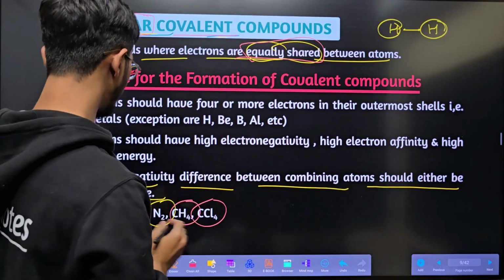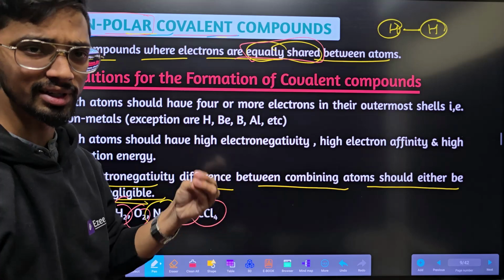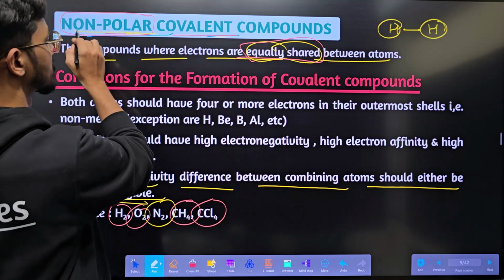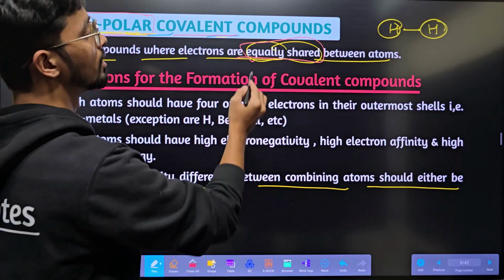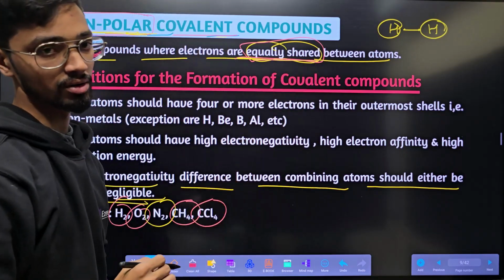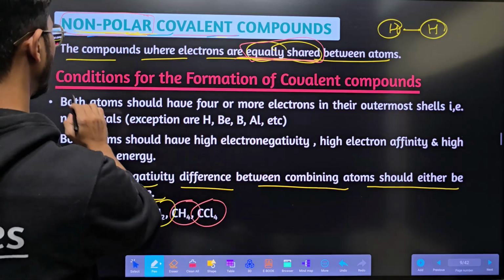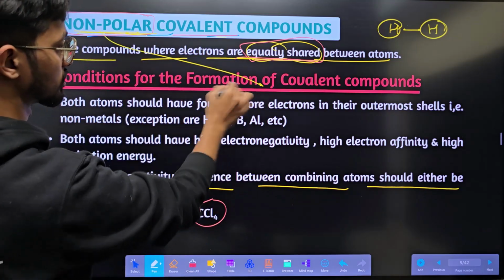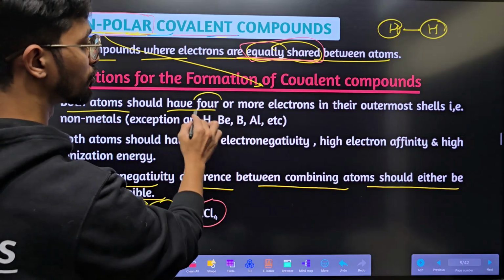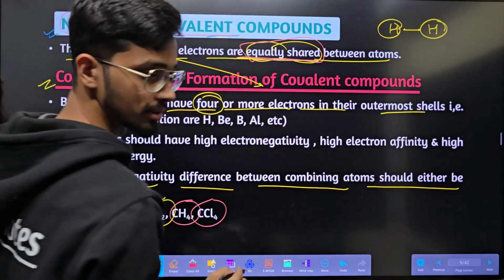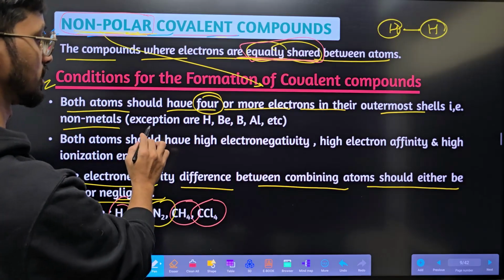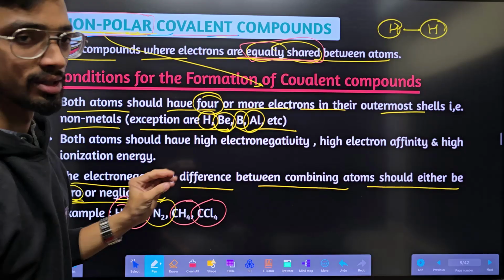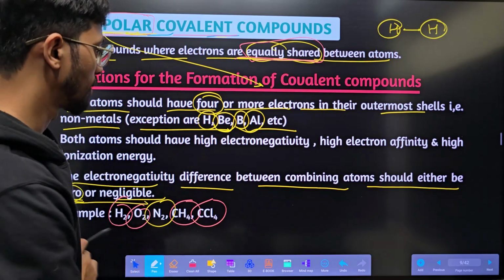If the electronegativity difference is 0, it means the electronegativity is the same or almost equal. At that time, non-polar compounds are found, in which equal sharing of electrons is done. Conditions for the formation of non-polar covalent compounds: both atoms should have 4 or more electrons in the outermost shell. That is, non-metals. Exceptions: helium, beryllium, boron, aluminium, etc. These are the exceptions.